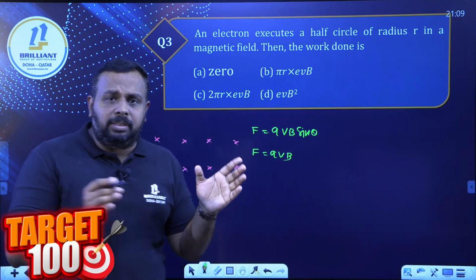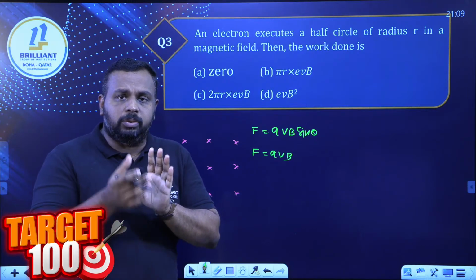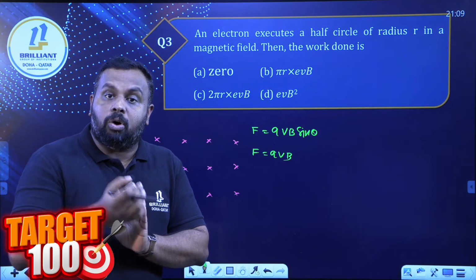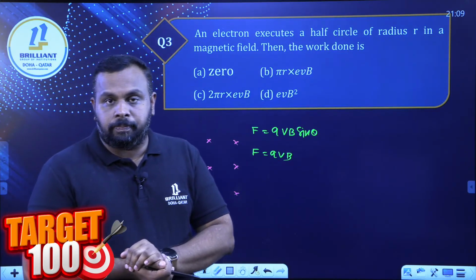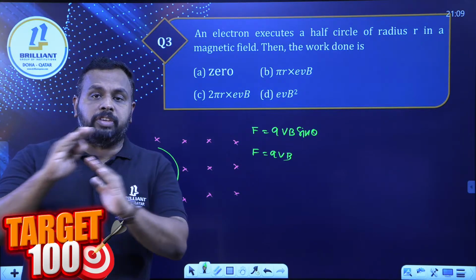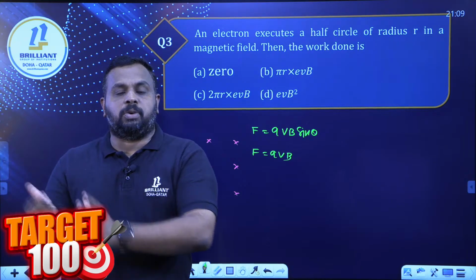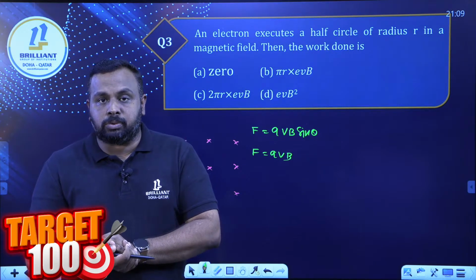Here, there is a fundamental idea in physics. If a body is moving in a circular path, you know that it is under the influence of which force? Centripetal force. So here we can ask a question. If an electron is moving in a circular path, who is providing the centripetal force? The answer is the Lorentz force is providing the centripetal force.